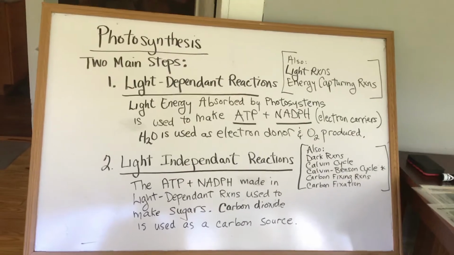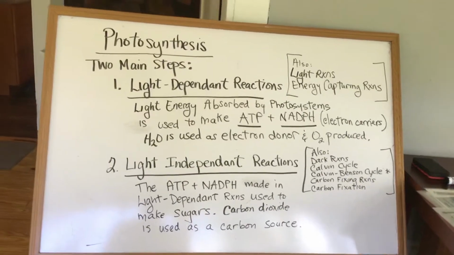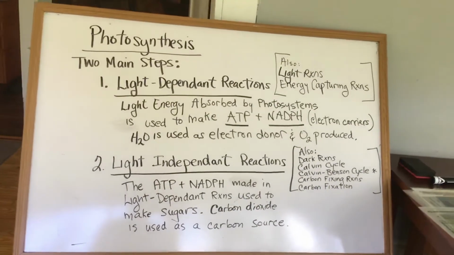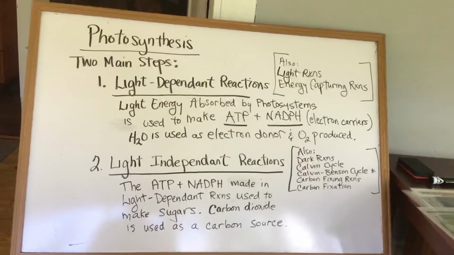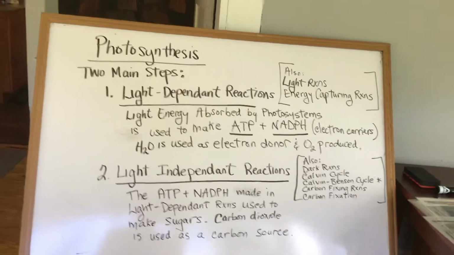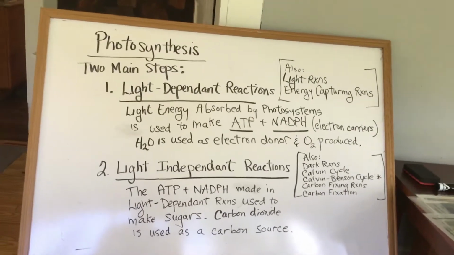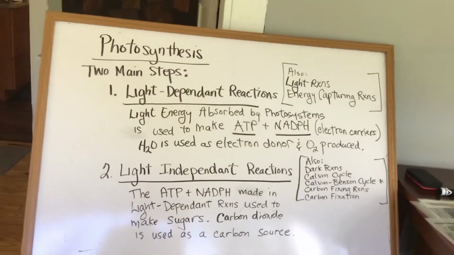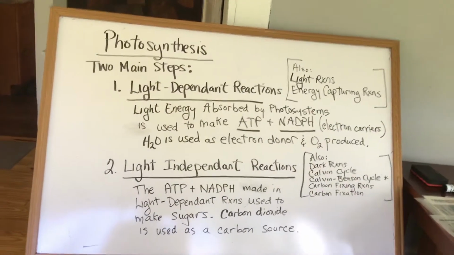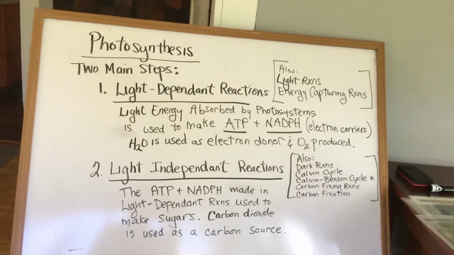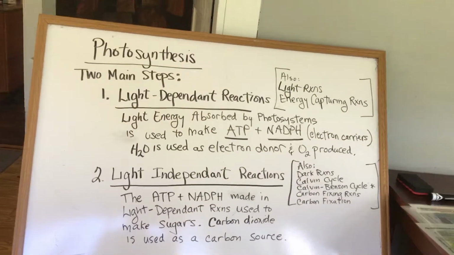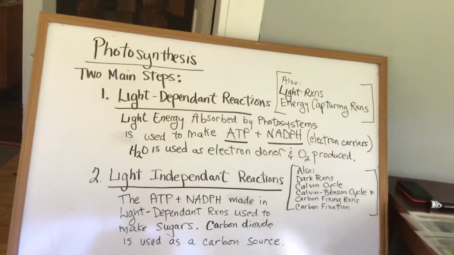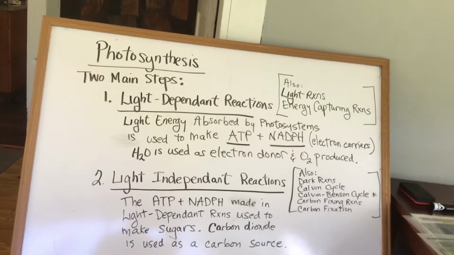and we will talk about what photosystems are, but basically these are components of the chloroplasts. And they're used to make ATP and NADPH. ATP, of course, is an energy carrier, but NADPH is an electron carrier. And they're going to store the energy taken in from the light. And water is used as an electron donor in this process, and because it's donating its electrons, oxygen gas will also be produced as a byproduct.